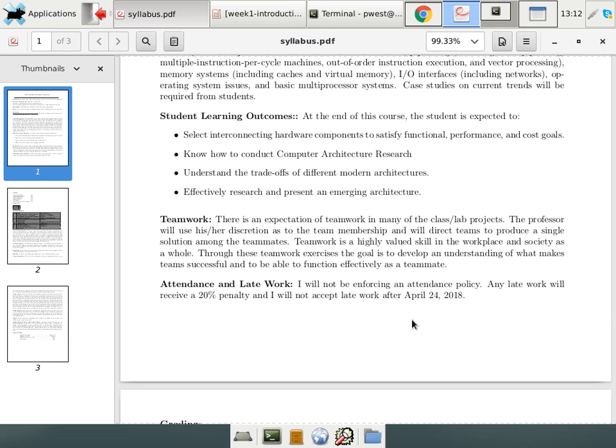Late policy, I have the same late policy. If it's 1 minute late or you turn it in April 24th at 23:59, it's -20. That's just the way it is. Usually I don't have too many questions about my late policy.